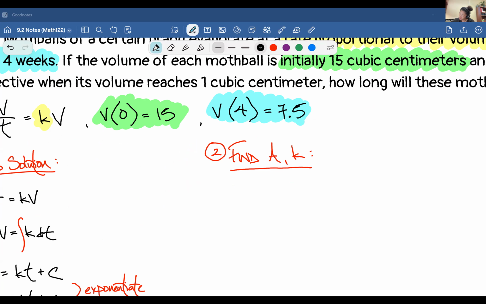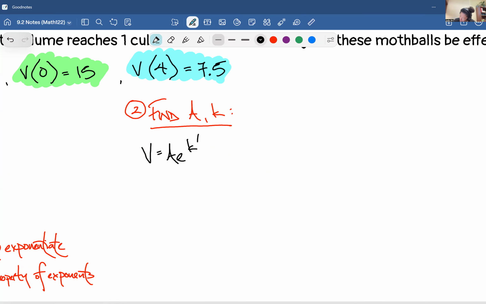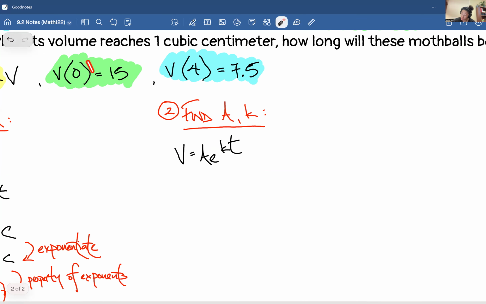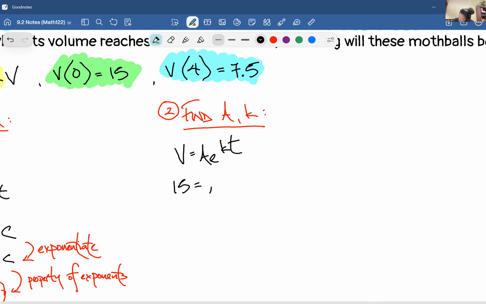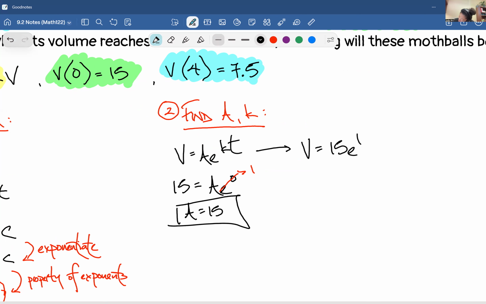So I've got V equals A e to the kt. Let me plug in 0 for T and 15 in for my V, and I think that's going to help us find our A value. So 15 equals A e to the 0. We know that e to the 0 is 1, so this shows us that A is equal to 15. Let's add that information in: V equals 15e to the kt. All right, so we've got our A value.